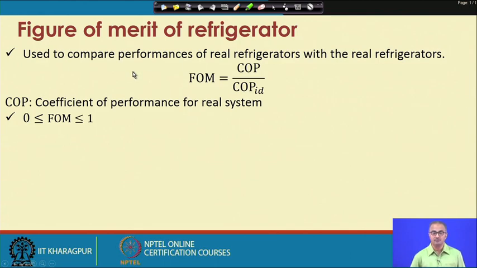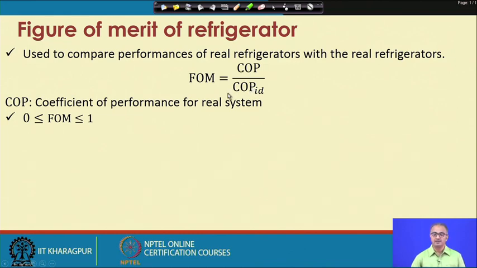Now next we come to figure of merit. And what is figure of merit? This is another performance measure for actual refrigerators. So far we have seen the COP, which talks about only one given refrigerator. But when we want to compare the various refrigerators available with us, again we need some datum, and for that we need another parameter, the figure of merit. This figure of merit is defined as a ratio of the COPs: the COP of the actual system and the COP of the ideal system.